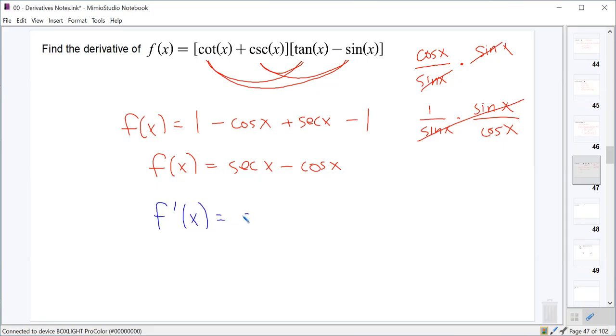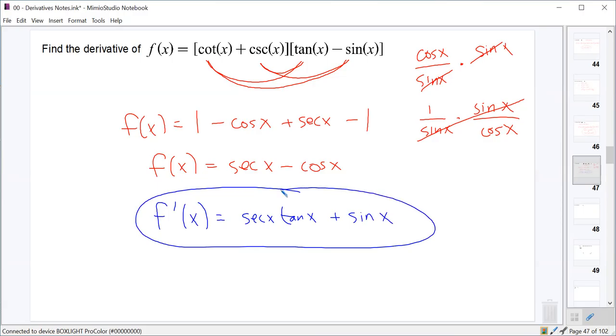which tells us that f prime of x should be the derivative of secant, which is secant x tangent x, minus the derivative of cosine. Well, the derivative of cosine is negative sine. So minus a negative sine should be plus sine x. And there's our derivative, secant x tangent x plus sine x.